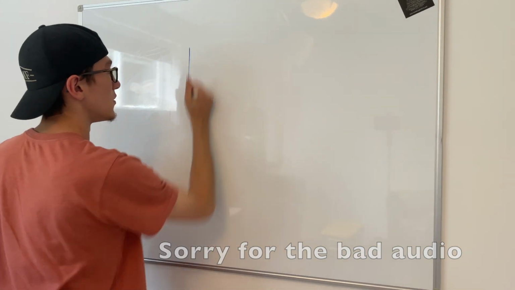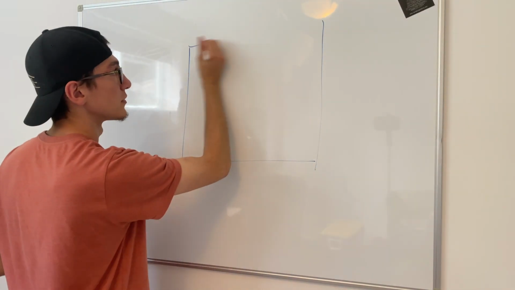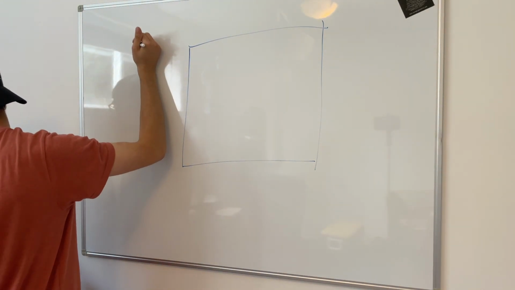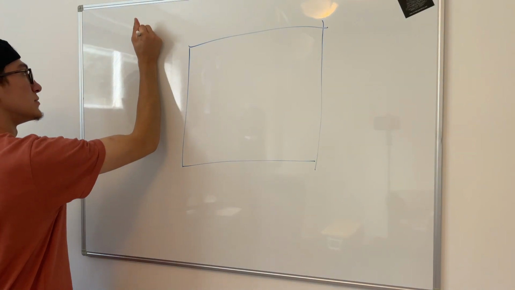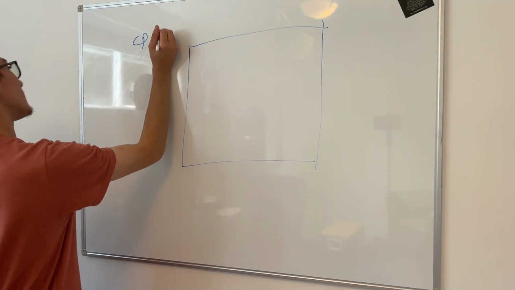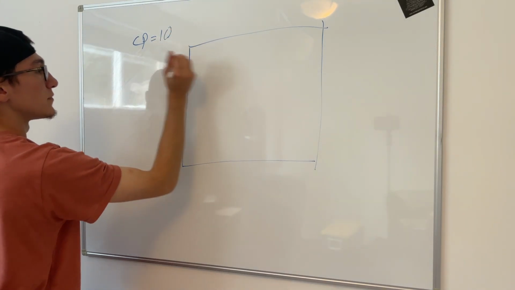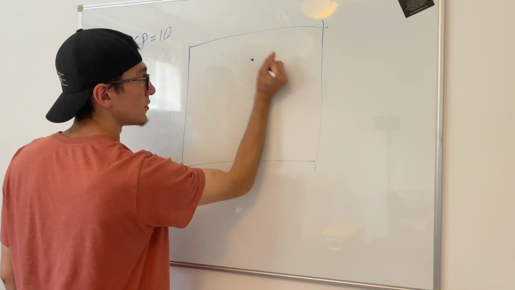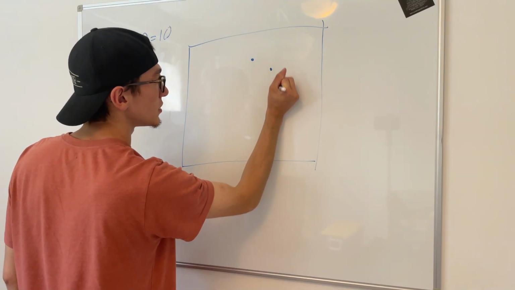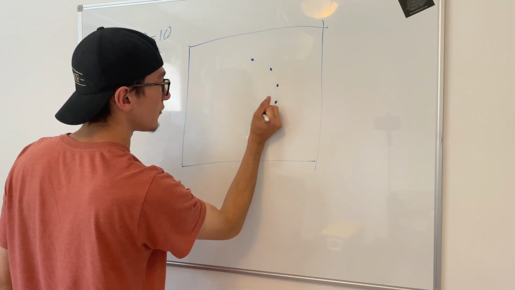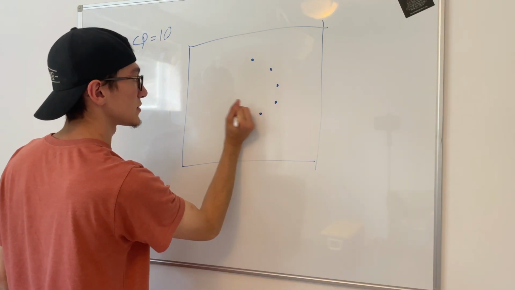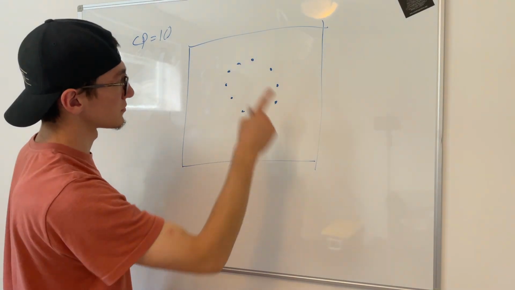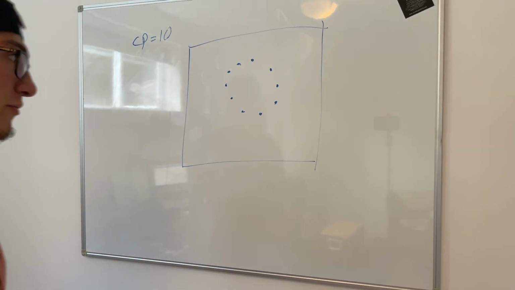So we have our sketch right here. We will define a certain number of circle points, right? So I'll call this CP for circle points. And let's say for the moment it's 10, right? So let me do this. So 1, 2, 3, 4, 5, 6, 7, 8, 9, 10. Alright, so we have 10 points right here in a circle formation.